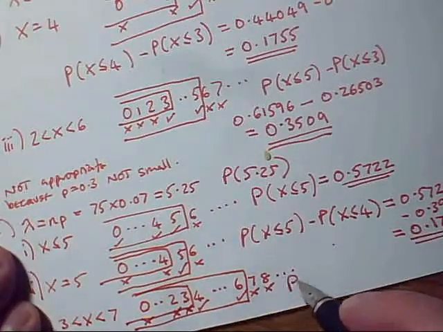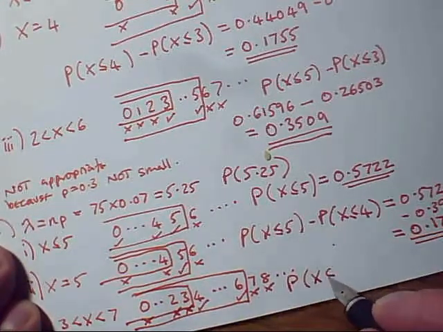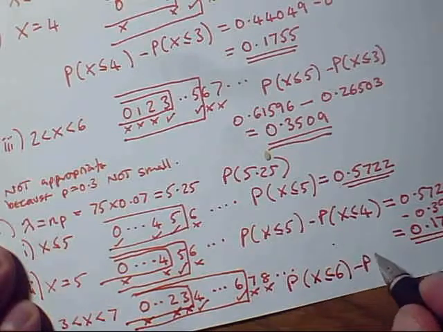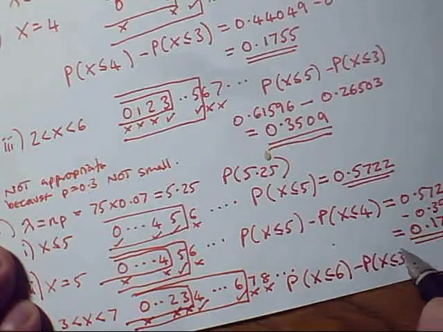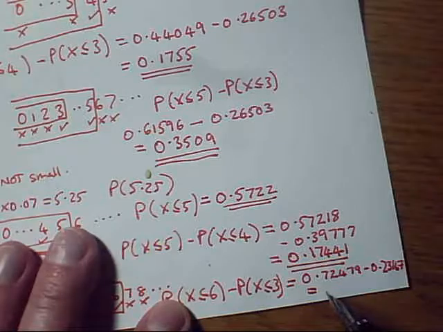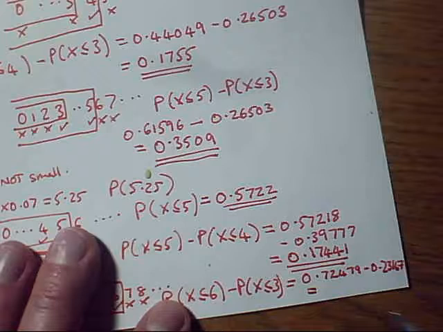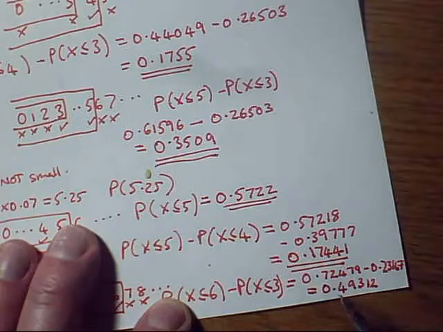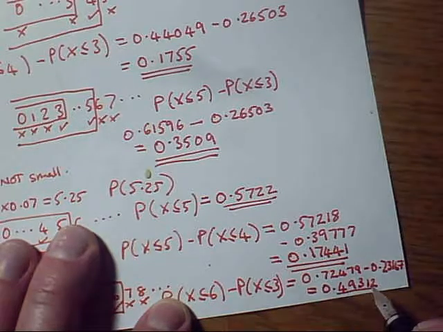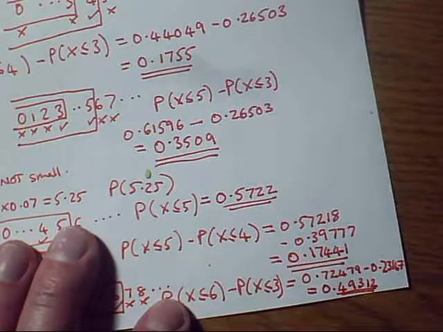So I need to do the probability of x being less than or equal to 6 minus the probability of x being less than or equal to 3. That's 0.72479 minus 0.23167. Subtract them and I get 0.49312. I make that. Okay, so that's that question done.